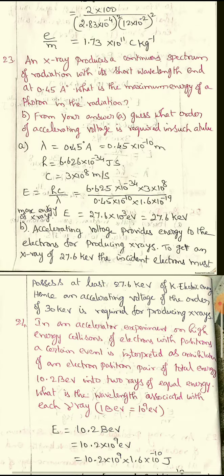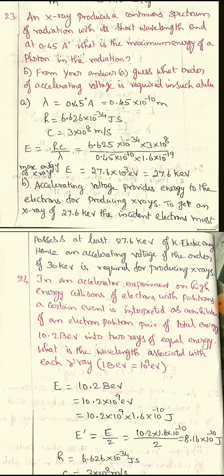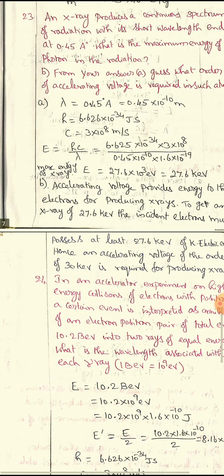So we can go for the next one. An X-ray tube produces a continuous spectrum of radiation with its short wavelength end at 0.45 Angstrom. What is the maximum energy of a photon in the radiation? The B question asked is, from your answer, guess what order of accelerating voltage is required in such a tube. So first question A, where lambda is equal to 0.45 Angstrom.